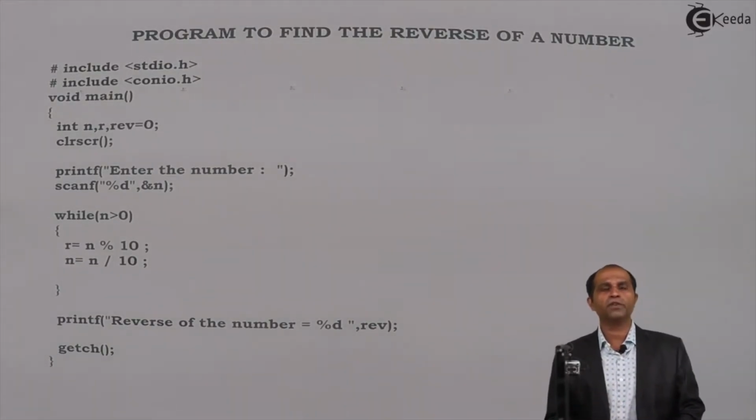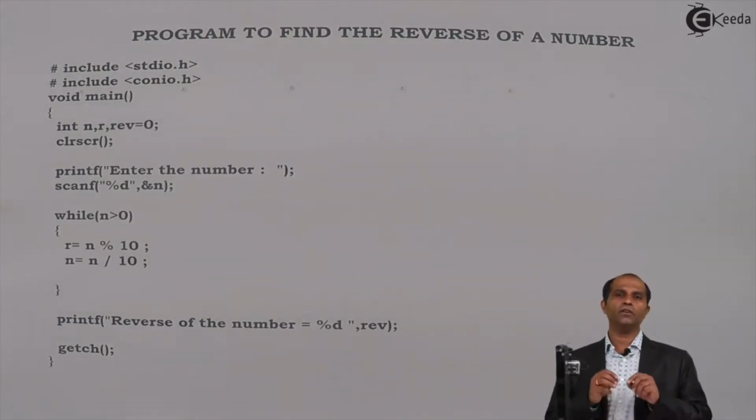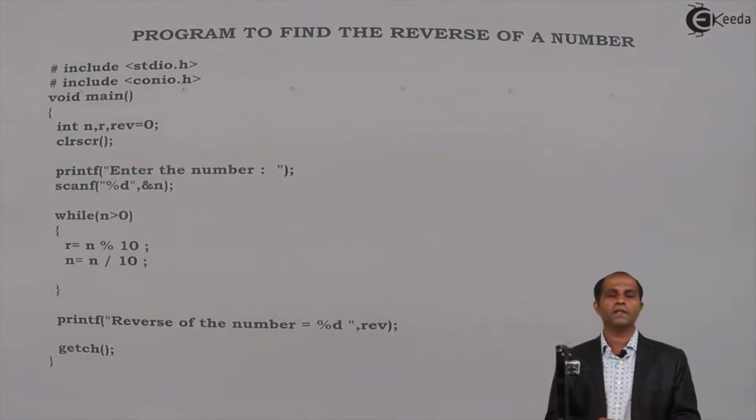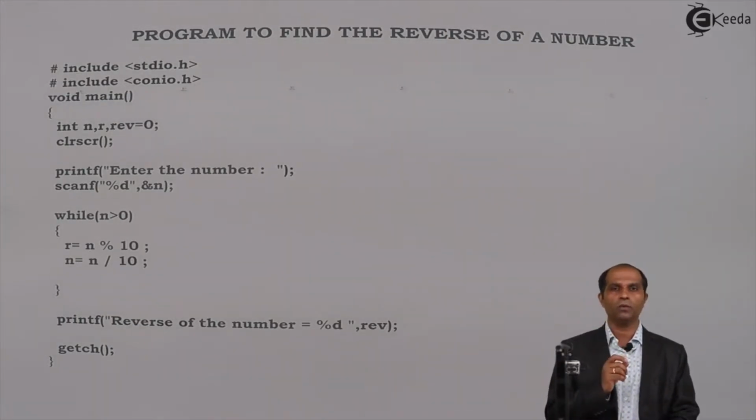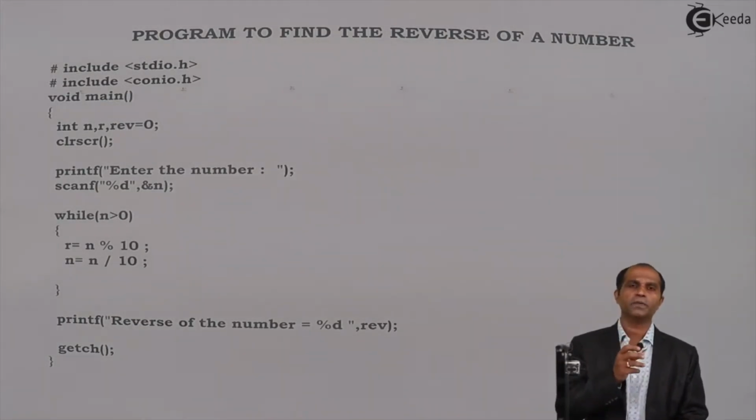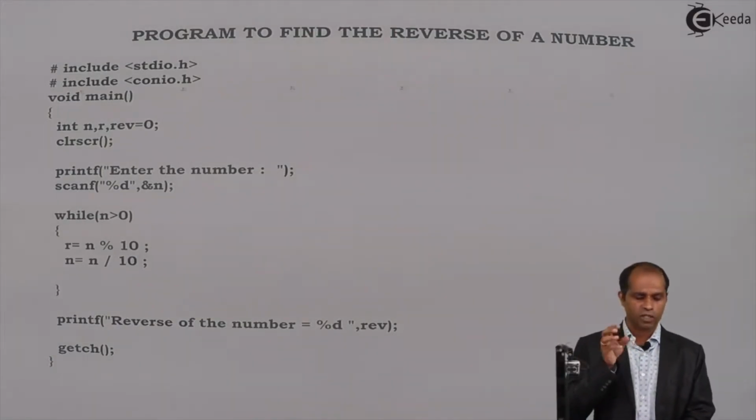Let's look at one more implementation of the while loop. This time we'll try to find the reverse of a given integer number. There are different ways to do this particular task of finding the reverse of a number. One of them is to find the reverse of the number using a while loop. We'll use some arithmetic expressions to find and store the reverse of a number.